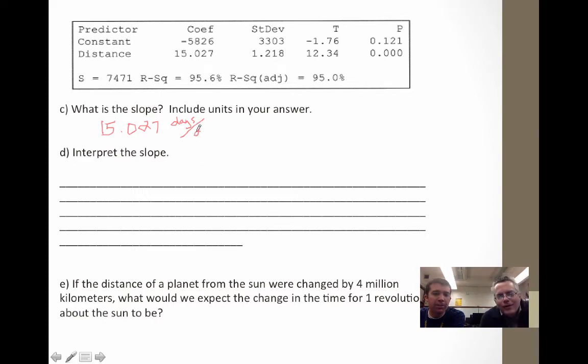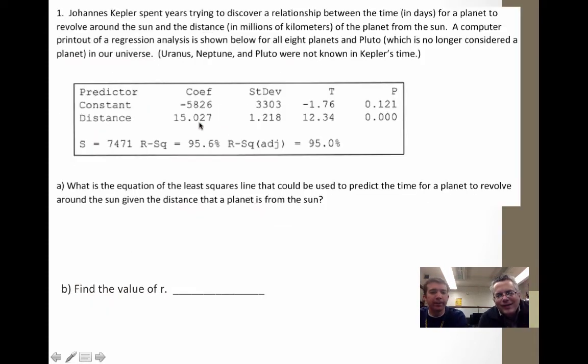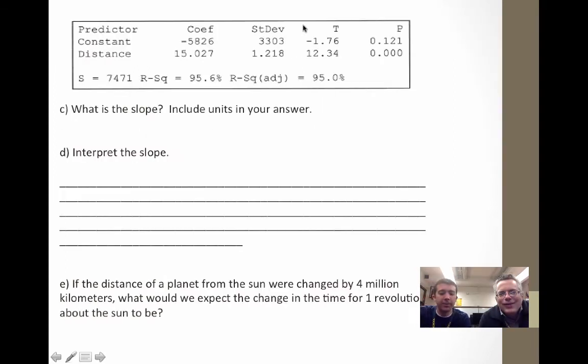The x is distance, so I'm probably going to say miles. We got to go back. All right, hang on. It was in millions of kilometers. So it is days per million kilometers: 15.027 days per million kilometers. What it tells me is that for every additional million kilometers, that's quite a bit of distance, the days of the year increase by 15. So that would be the interpreting part.